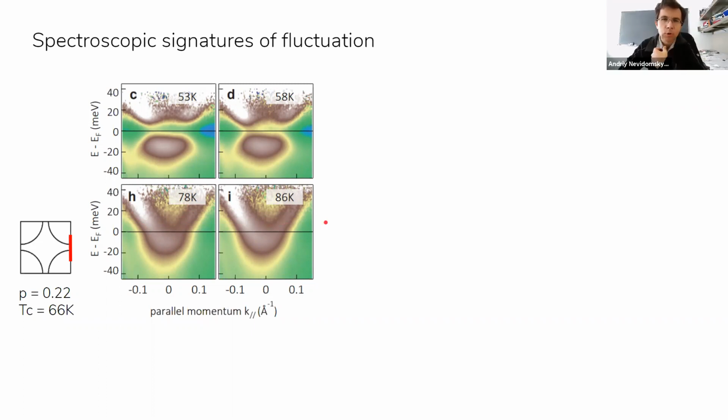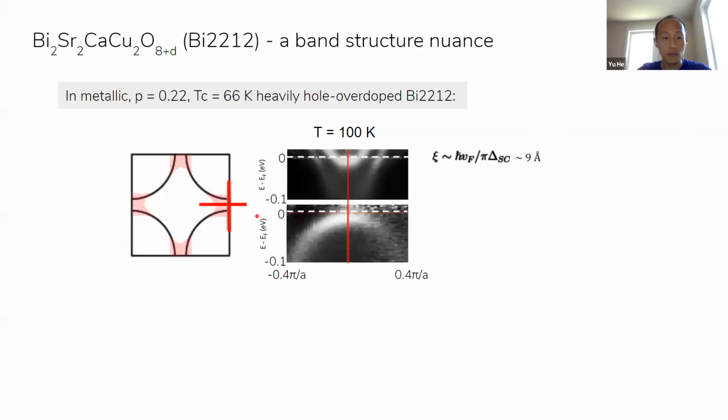Sorry, could I ask a question of clarification? This is Andrei Nevedomsky. Sure. Yeah. You mentioned the flat band near the M point, and so could you point it out in these cuts? Where is the flat band that you're referring to? Okay. So let me. Yeah.